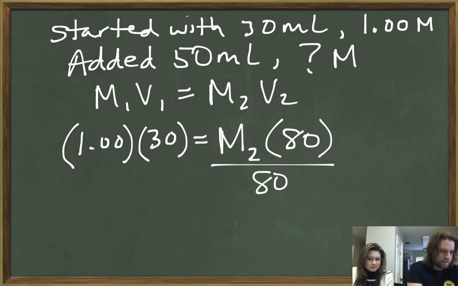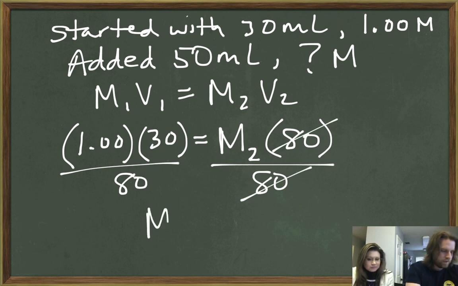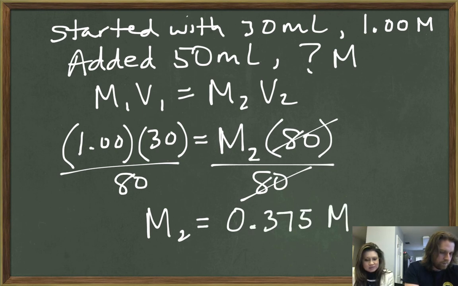Divide both sides by 80. This cancels out. My new molarity of my absolutely disgusting lemonade is 0.375 molar. Less than half of what it was.